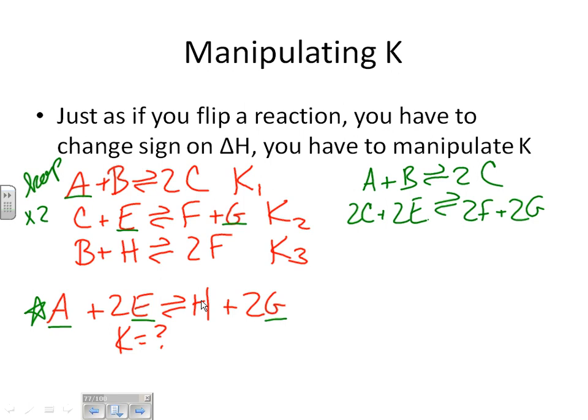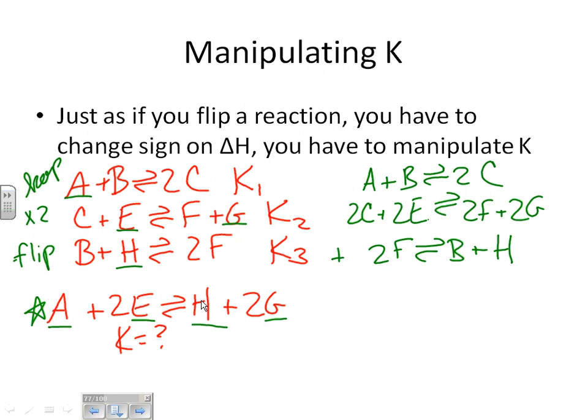And then last up, B plus H goes to 2F, the last one. What do I need there? The thing that I need there is the H. I need one H, and I need it on the product side. But in the reaction that's written, B plus H goes to 2F, the H isn't on the product side. So I need to flip this reaction around to get it on the product side. So I'm going to flip this around, and I'm just going to rewrite it over here. 2F goes to B plus H.